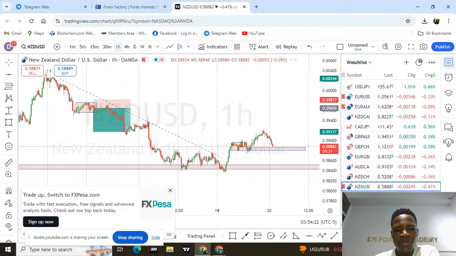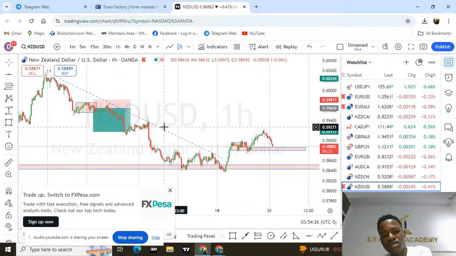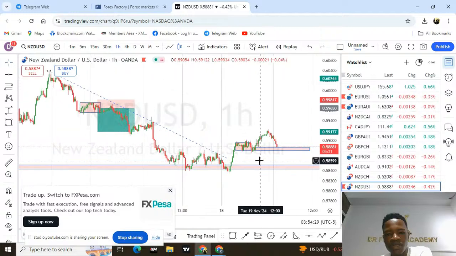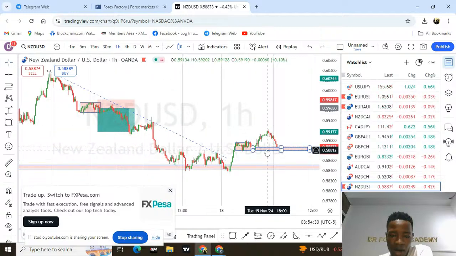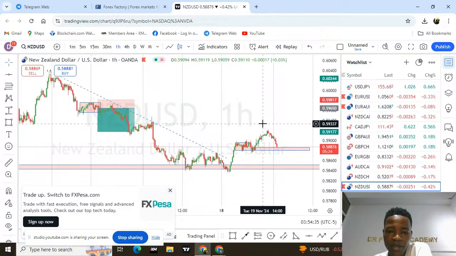On NZD, the reason why we were going long is because of the break of structure. You can see the market broke the structure it was following, indicating more buyers. Yesterday we went buyers here because of this flag, and the market went 40 pips. Now we were looking for a re-entry today once the market taps here again.